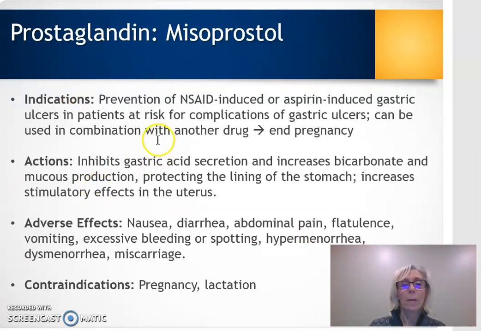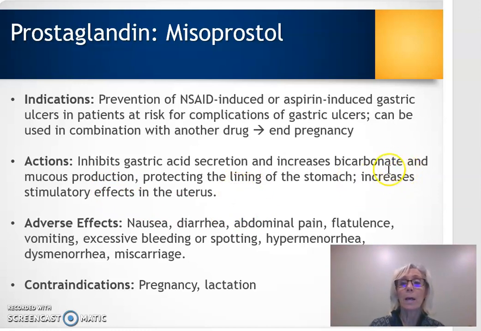So the last drug we're going to talk about is misoprostol. Misoprostol is a drug that we use when patients are on nonsteroidal anti-inflammatories and anything along that line that is going to put that patient at risk for gastric ulcers. So what happens here is that it basically stops those secretions in the stomach. It increases the bicarbonate, which is really helpful. It neutralizes the pH. It also helps with mucus production. So basically, it's protecting the lining of the stomach, which we want it to do.